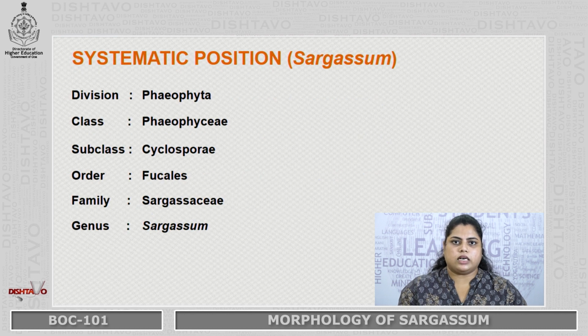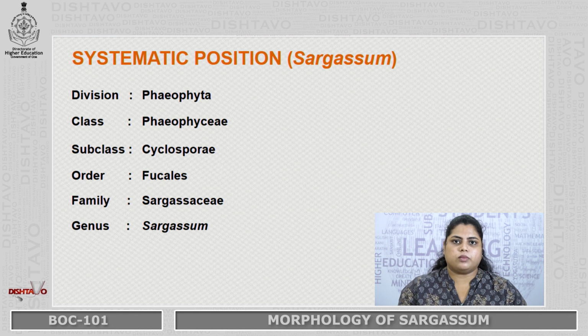Let us first understand the systematic position of Sargassum. Sargassum belongs to the division Phaeophyta. Plants belonging to this division are commonly called brown algae. They are called so because of the abundance of a xanthophyll pigment called fucoxanthin. They belong to the class Phaeophyceae, meaning here the reserved food material in these plants is stored in the form of laminarin and D-mannitol, which is a sugar.